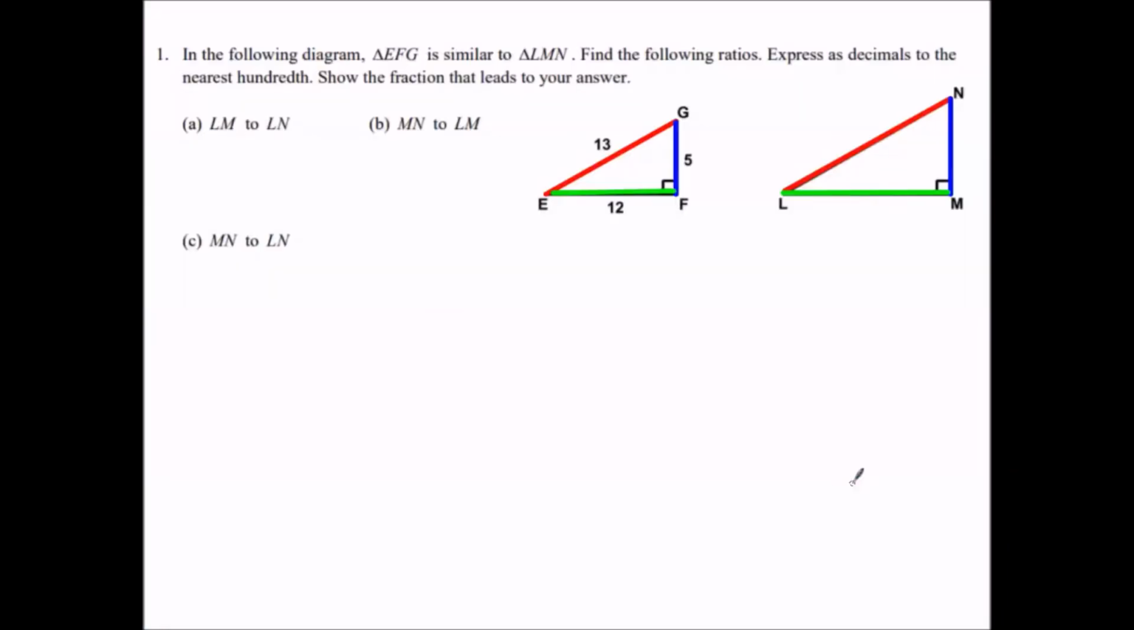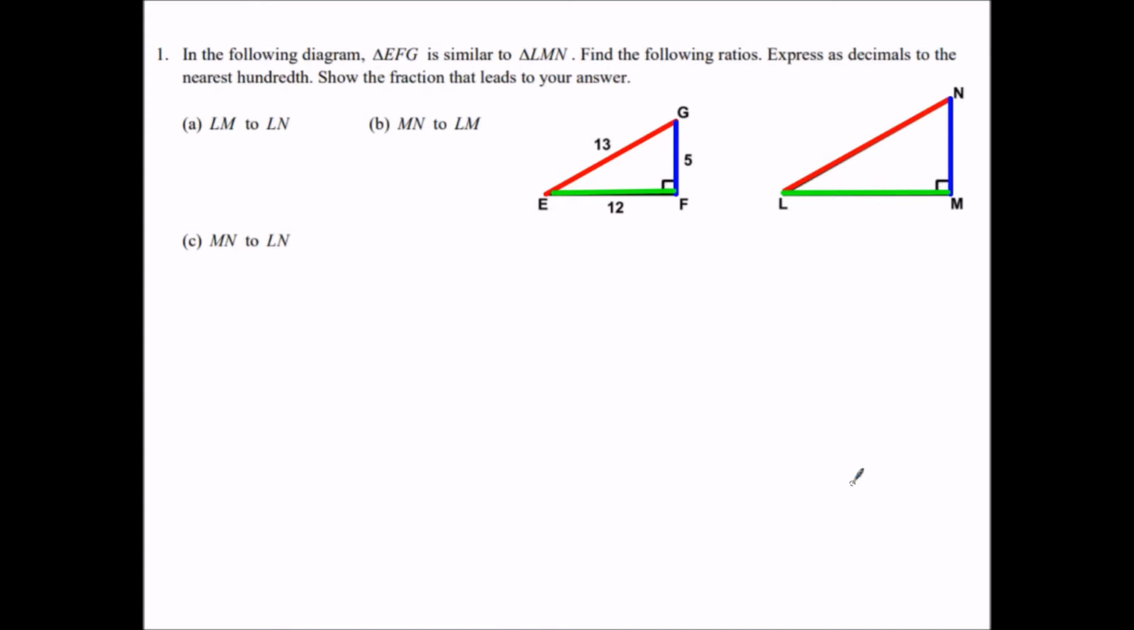Okay, so unit number 8, lesson number 1. Triangle EFG is similar to triangle LMN. Find the following ratios expressed as decimals to the nearest hundredth. Show the fraction that leads to your answer.